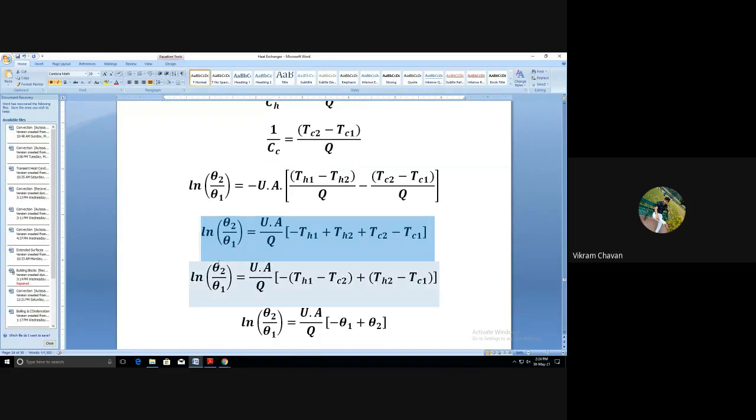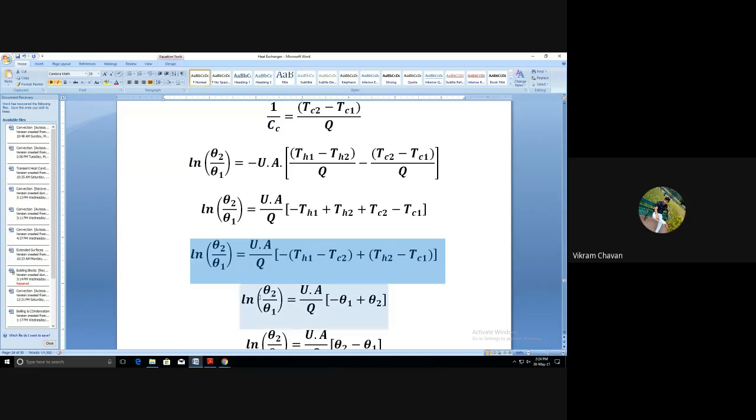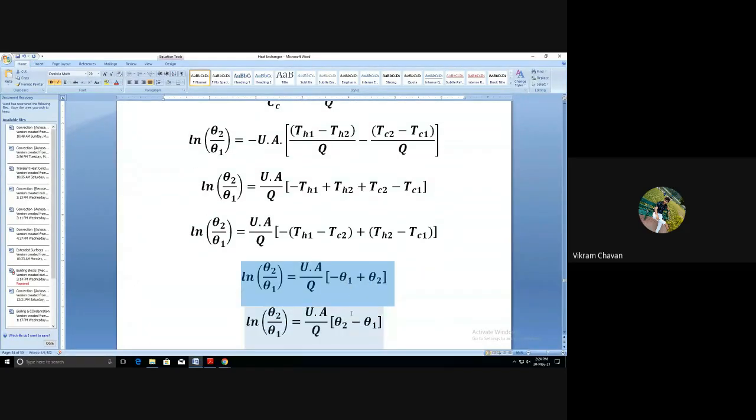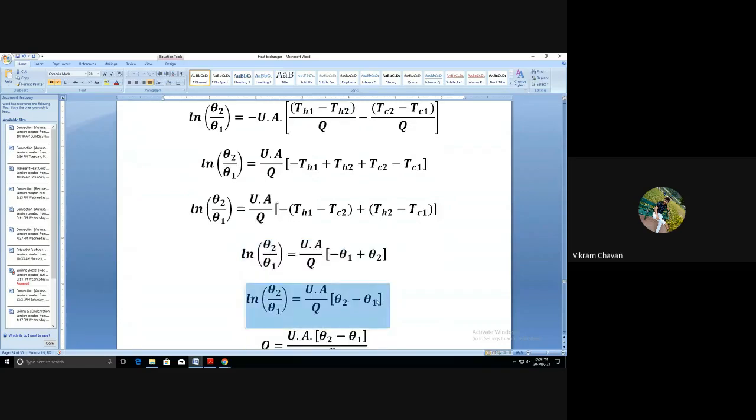Okay, so combine the temperature terms, so that we will get the theta 1 and theta 2 values, and we will get the equation as ln of theta 2 divided by theta 1, which is equal to u multiplied by a divided by q, inside bracket minus theta 1 plus theta 2. So you can rearrange this term, minus theta 1 plus theta 2, as theta 2 minus theta 1.